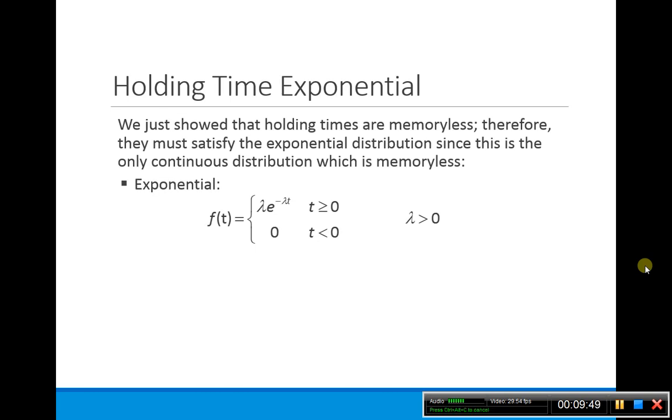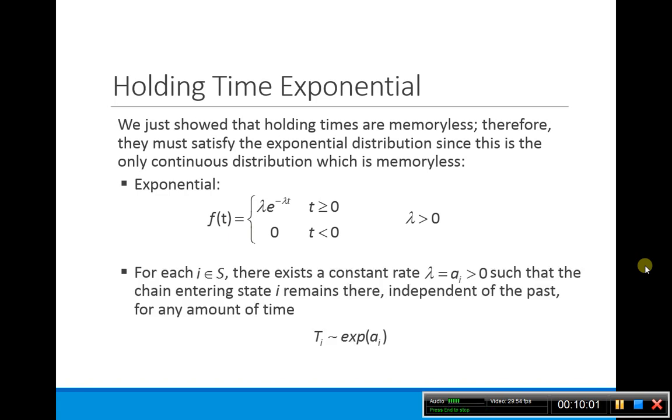Okay, so the only distribution which satisfies a memoryless property is the exponential distribution, so our holding times have to follow an exponential distribution. So for each state i in S, there's some rate ai, such that the chain entering state i remains there for an amount of time that behaves according to an exponential distribution with rate ai.